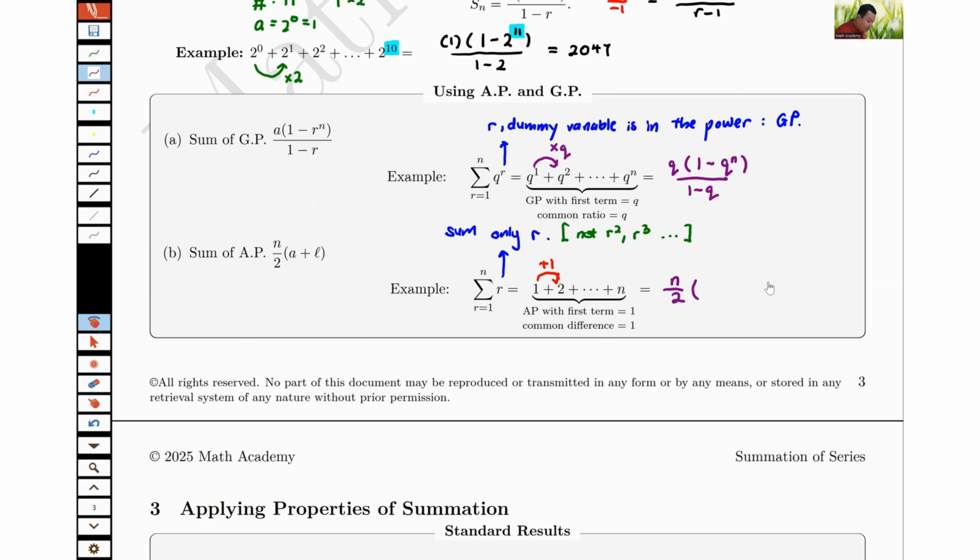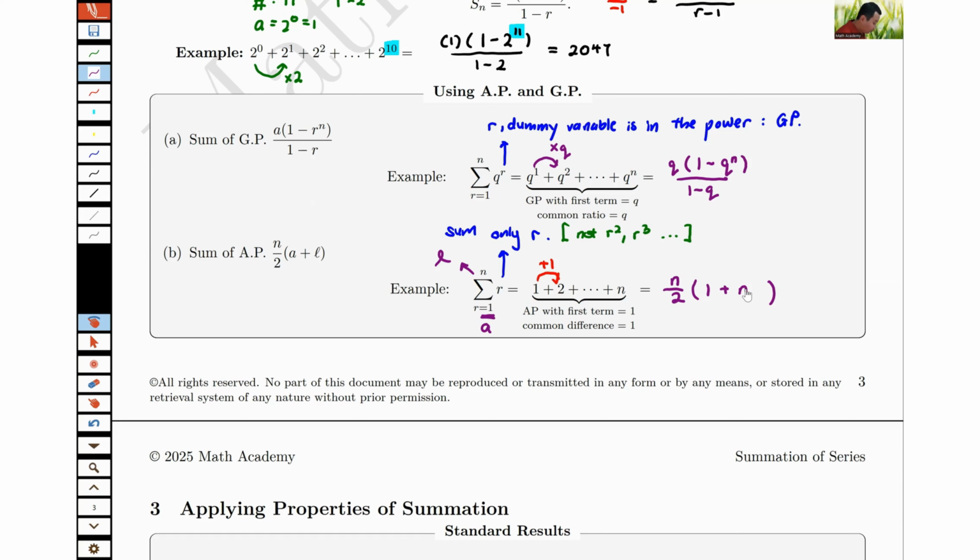Now for an AP, you don't need to write out the terms. If it's sum r, the lower limit automatically will be your first term. The upper limit will automatically be the last term. Because I'm only summing up r, I'm going to sub in the lower and upper limit. So you don't need to write out the terms. I immediately know they will be the lower and upper limit, 1 plus n.